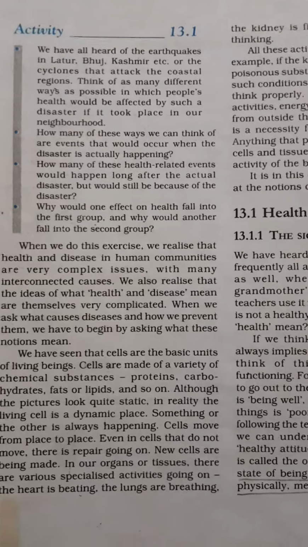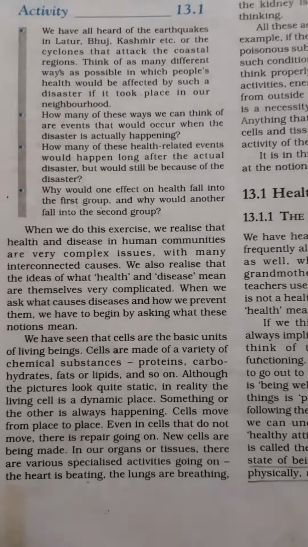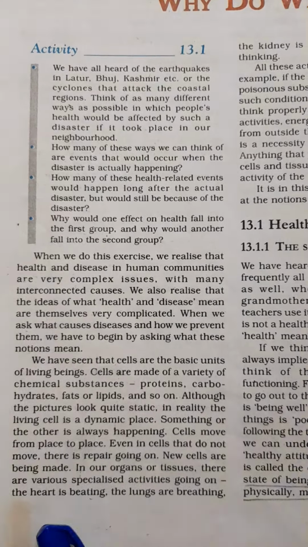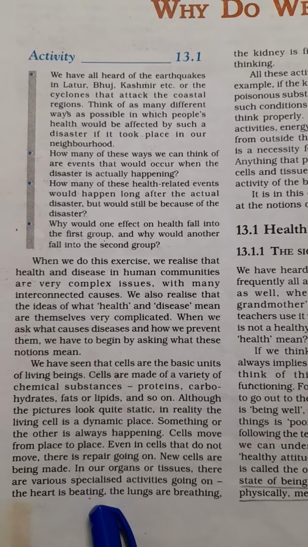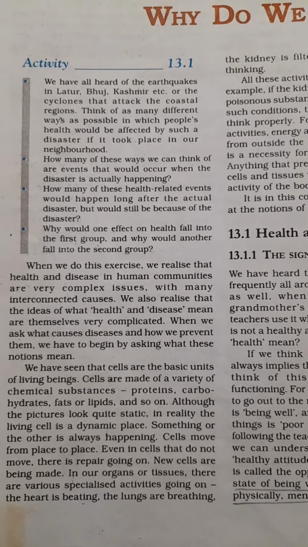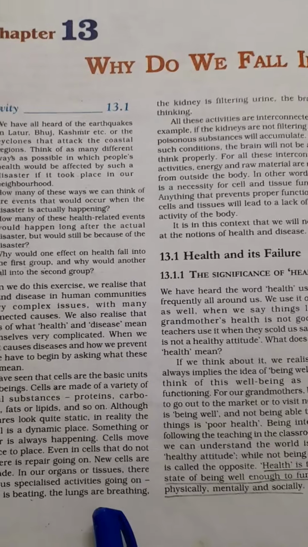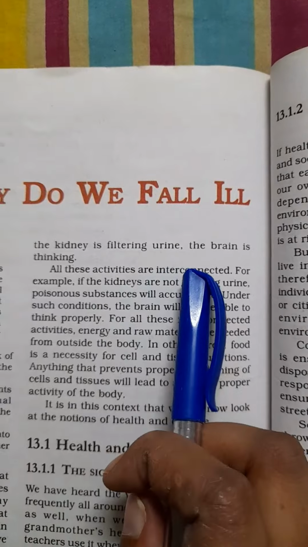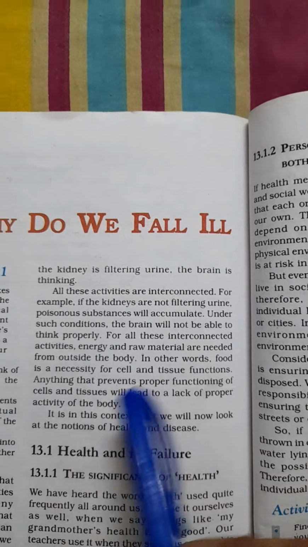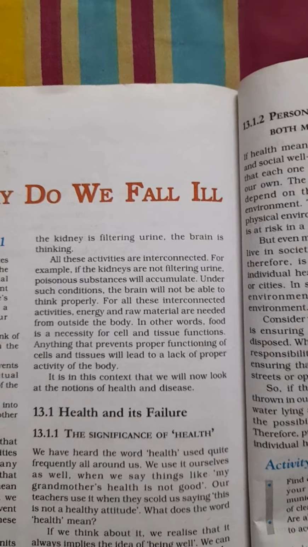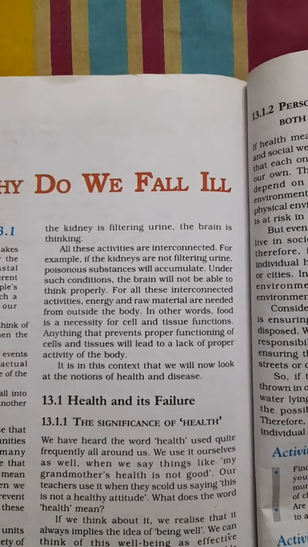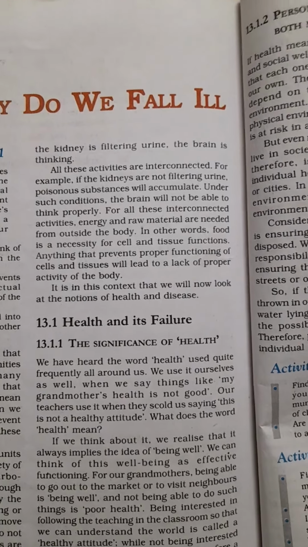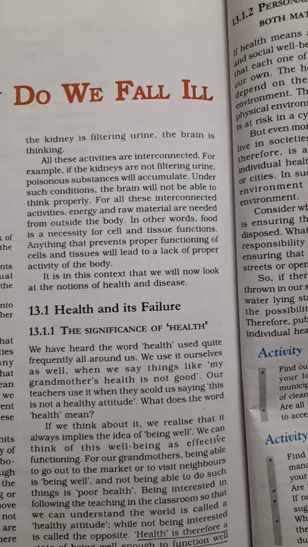Always new cells are being made. In our organs and tissues, there are specialized activities going on. For example, your body is always doing some work. The heart is beating. Even when you are sleeping at night, your heart has to beat. The lungs are still breathing. Even when you sleep, you are still breathing. The kidney is filtering urine. The brain is thinking. All of these activities are interconnected. If the kidney is not filtering urine, a lot of poisonous substances will accumulate. Under such conditions, the brain will not be able to function properly.